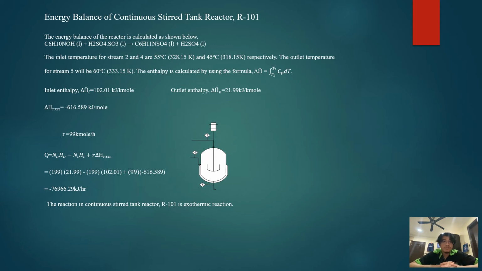The method of calculation is the same for the evaporator and also the other stirred-tank reactor. The difference is that the value of Q obtained for both the evaporator and the stirred-tank reactor is positive. It means that they are endothermic reactions and the process absorbs heat.